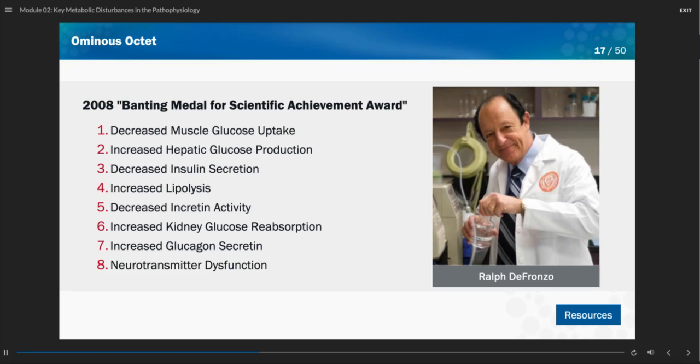So we've got the decreased muscle glucose uptake, we have increased hepatic glucose production, as we've talked about, and then the decreased insulin secretion. But there's also problems with hemolysis. The incretin activity has decreased. There's an increase in kidney glucose reabsorption, increased glucagon secretion, the antagonist to insulin, which helps to drive the sugar up, and then neurotransmitter dysfunction. The whole process, as we understand it, is complex and snowballs to make things significantly worse in the bodies of those who are bothered with this disease.